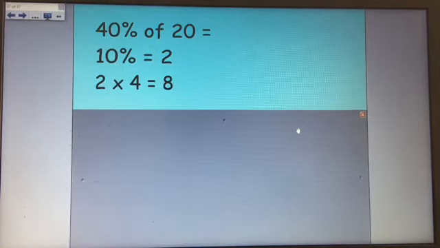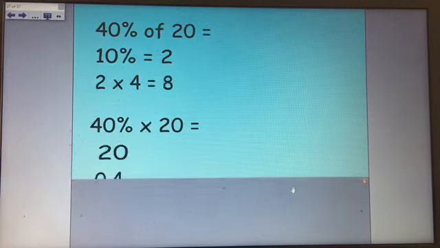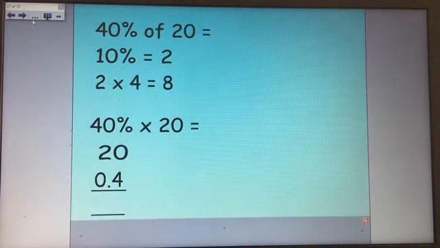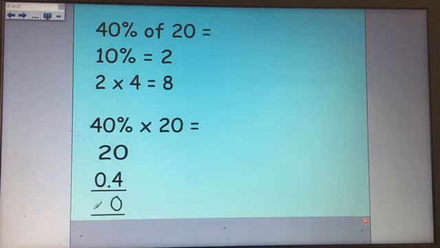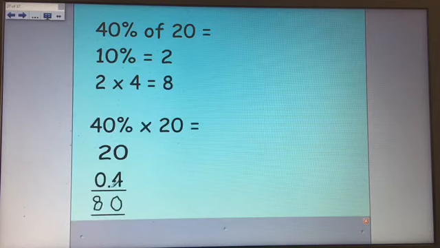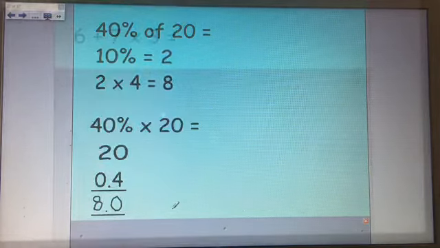So what's 40% as a decimal? If I did 40% times 20, well, 40% as a decimal is 0.4. So let's do a quick column multiplication of 20 times 0.4. Well, 0 times 4 is 0. 2 times 4 is 8. There's one number after the decimal point, so I'm going to count one place back to make 8.0. So that would be 8.